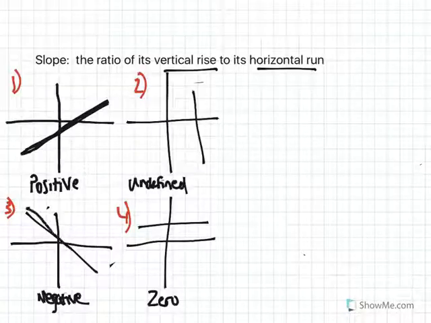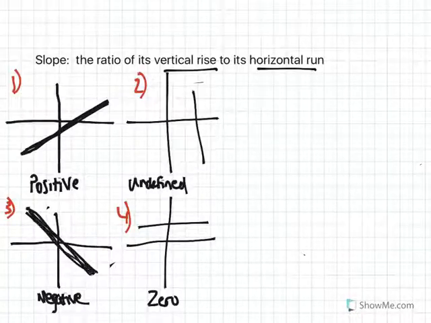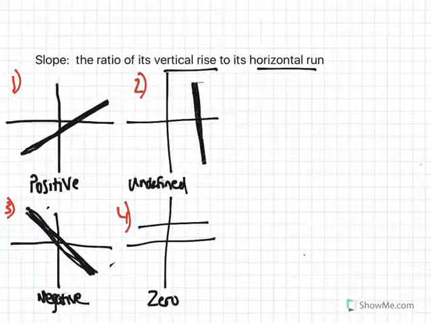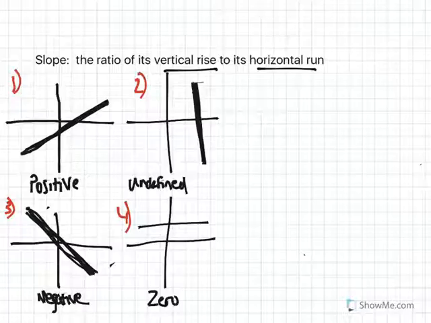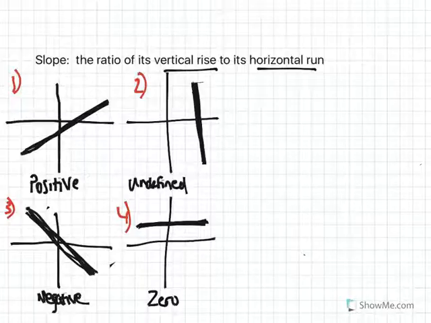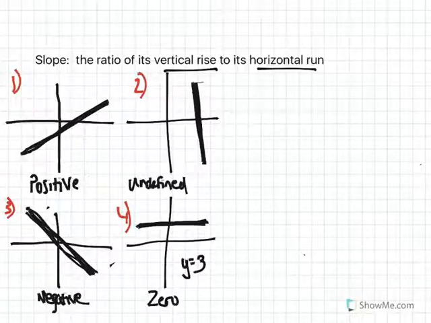We have negative slope, where the line is decreasing. We have an undefined slope, which is where the line is straight up and parallel to the y-axis. And we have a zero slope, where the line is completely horizontal and parallel to the x-axis. So any equation like y equals 3 will be this.